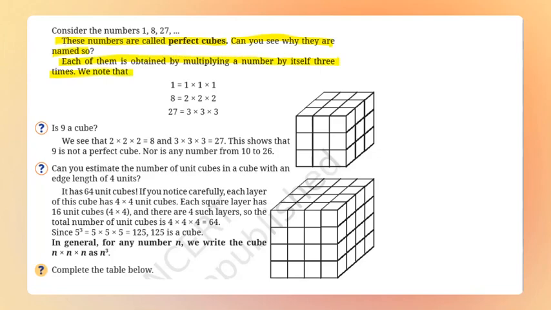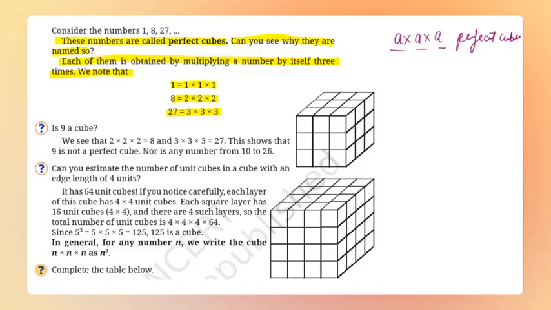We note that 1 is equal to 1 times 1 times 1. 8 is equal to 2 times 2 times 2. 27 is equal to 3 times 3 times 3. So when you have to find the cubes, you multiply the same number by itself 3 times. And when you multiply natural numbers 3 times by itself, they are referred to as perfect cubes.